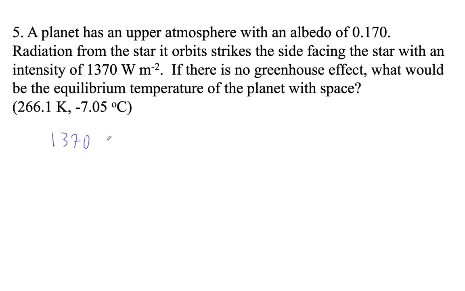1370 comes from space, right? It comes from the star. This is watts per square meter. And 17% is reflected, right? So if we multiply by 1 minus 0.17, we'll get the amount absorbed, right? So this is the intensity absorbed on the front side of the planet at high noon, right? Okay, we can do this.